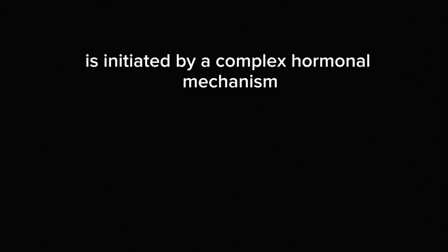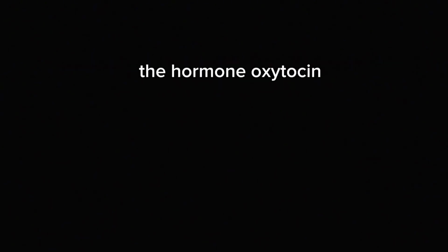Finally, let's discuss parturition and lactation. Parturition, or childbirth, is initiated by a complex hormonal mechanism involving signals from the fetus and the mother. The hormone oxytocin plays a key role by stimulating uterine contraction in a positive feedback manner. After childbirth, lactation begins. The hormone prolactin stimulates the production of milk, while oxytocin helps in the ejection of milk from the mammary glands. Before we end, let's quickly revise some high yield points.